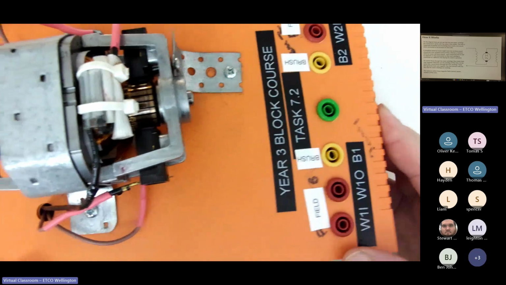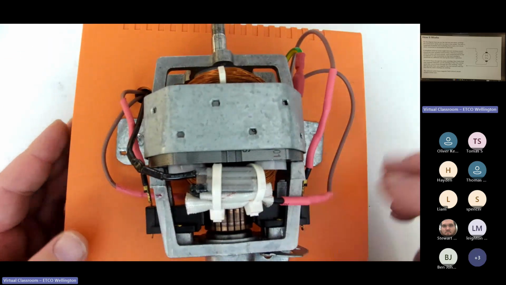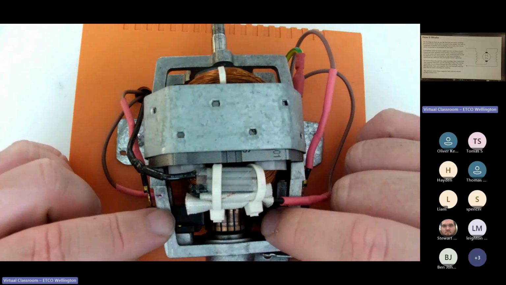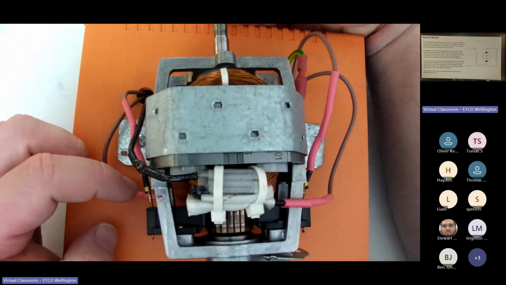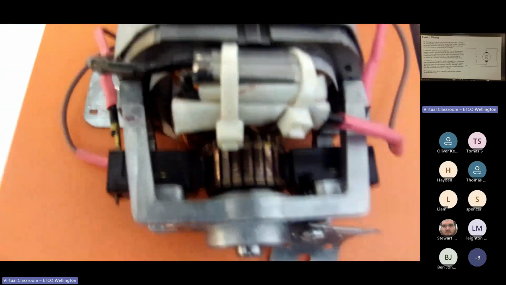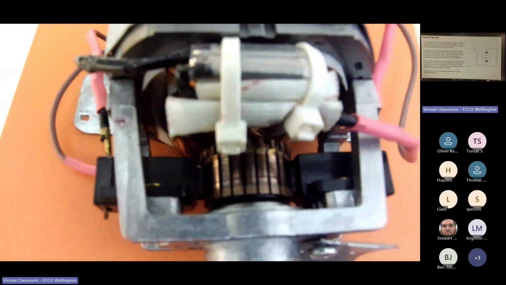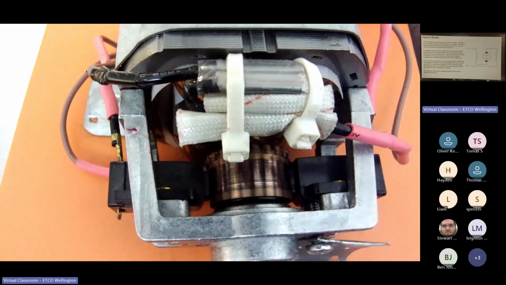There we go, refocus the motor. So here you've got the motor itself. Here you can kind of see in the middle, you've got the brush connection to the rotor. You can see I can freely spin it. Let's get you a better look. So yeah, you can see the brushes there spinning on the rotor.